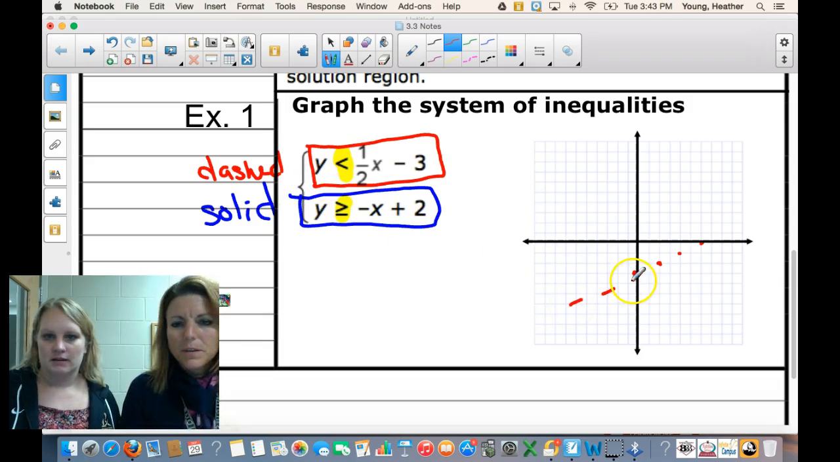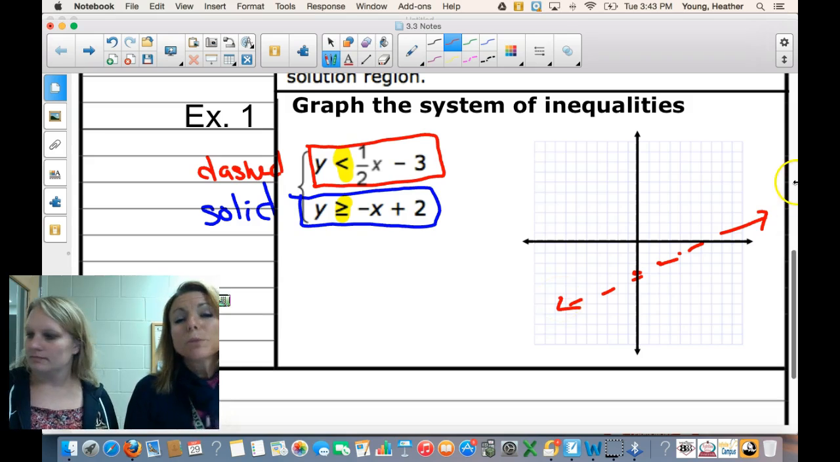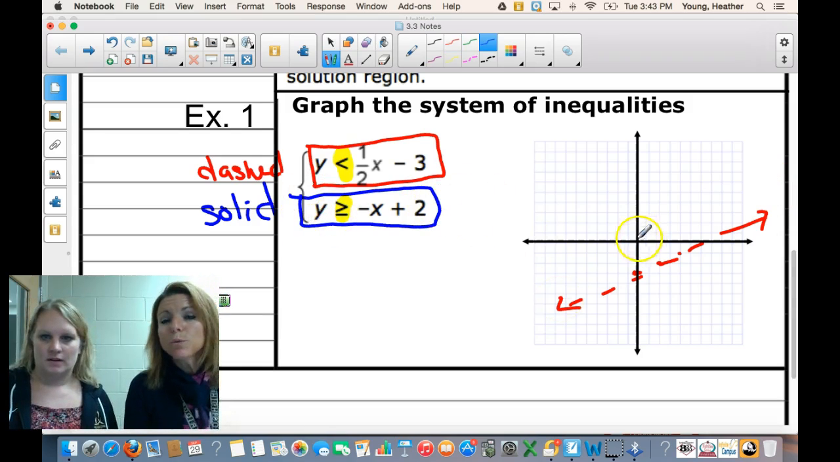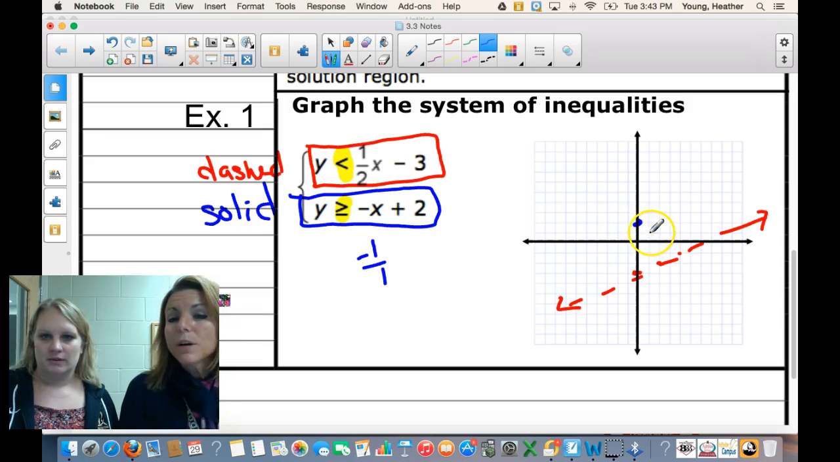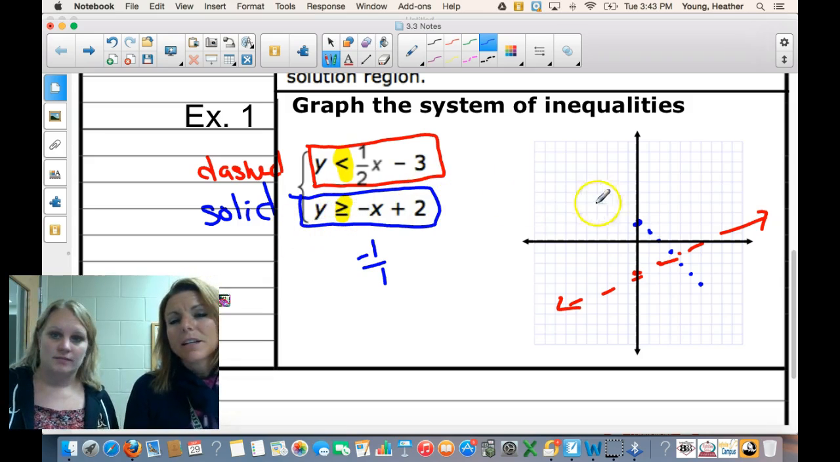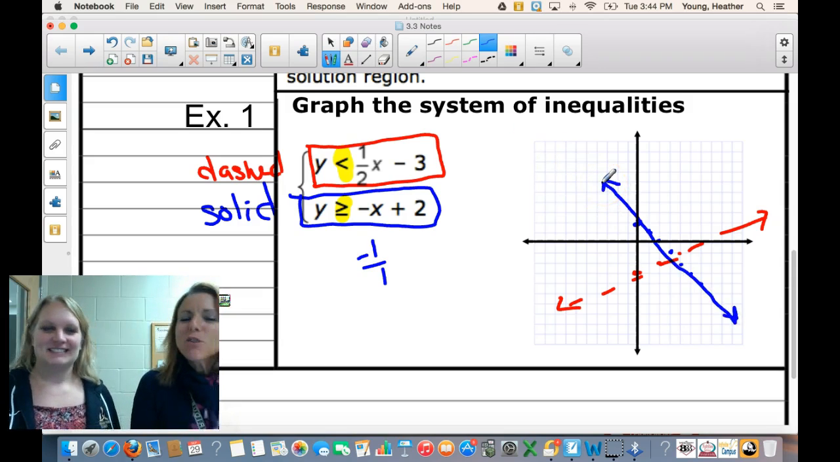Dashed line. Perfect. Let's graph the other line, which is blue and has a y-intercept of 2. So up 2, put my dot. And the slope is negative 1 over 1. So we're going to go down 1 to the right 1. Down 1 to the right 1. Keep going. The first one was a dashed line, but what kind of line do we need this time? We need a solid line because of this equal sign. Let's see how this goes.